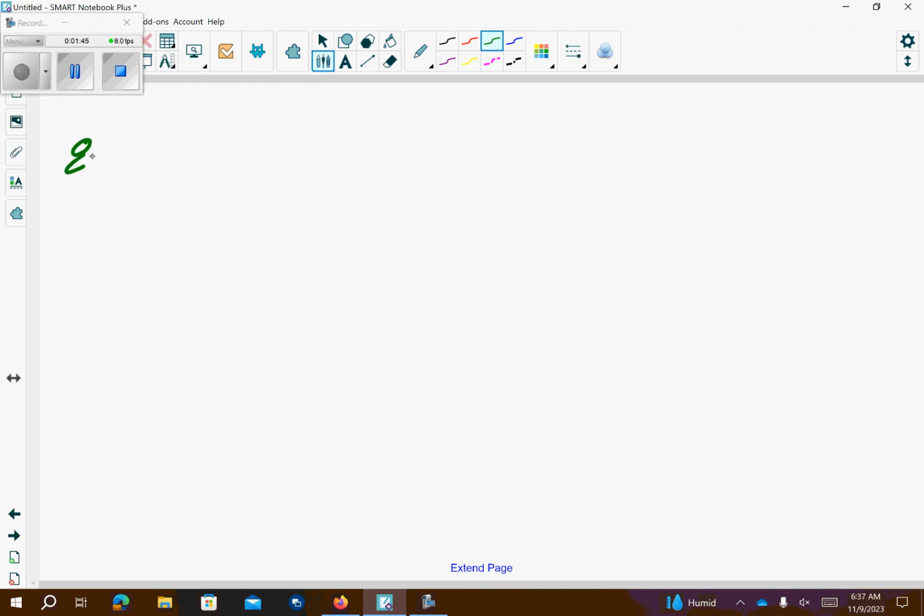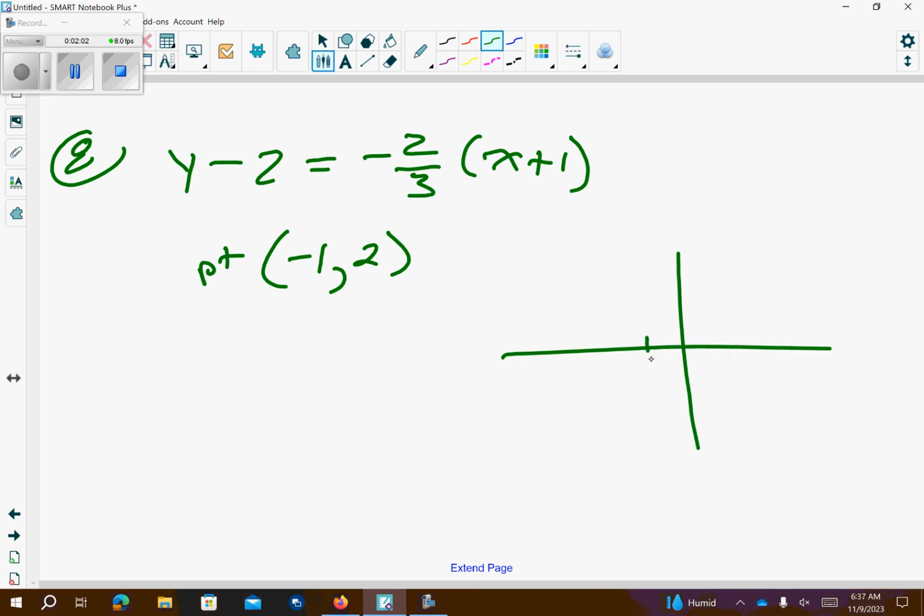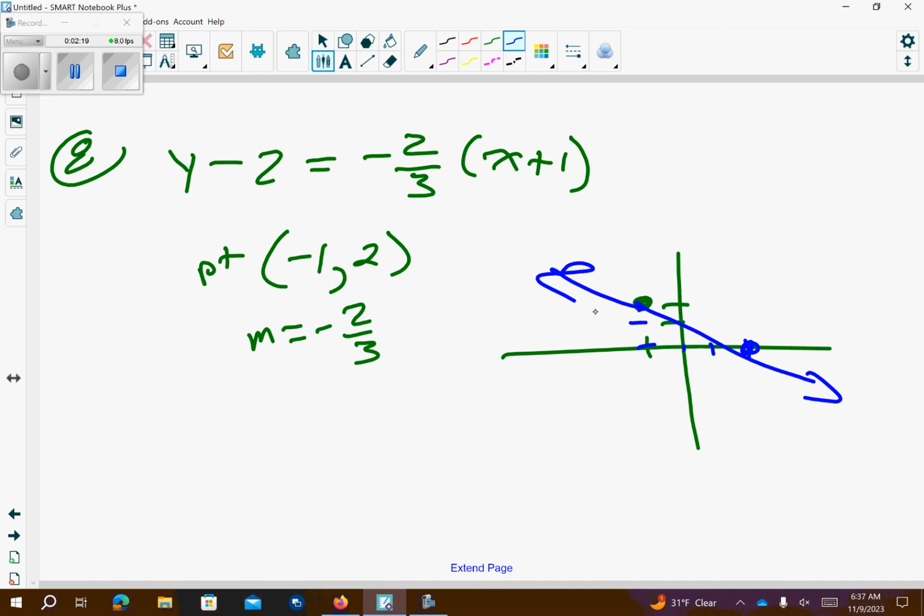Number 8, we have y minus 2 equals -2 over 3x plus 1. So my point is going to be opposite of the +1, so it's -1, the opposite of the -2, so that's going to be +2. So that's my point. So -1, 2 is right there. And then I have a slope of -2 over 3. So from our point, we're going to go down 2, right 3. And here's our line. Make sure you connect and keep the arrows going both directions.